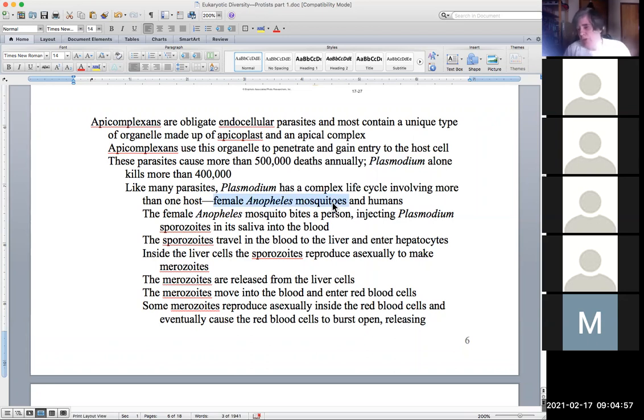Female mosquitoes are the only mosquitoes that bite you, by the way. Male mosquitoes eat nectar from flowers. Female mosquitoes suck blood because since female mosquitoes lay the eggs, they need extra protein to build the eggs. So they get that extra protein by biting you and sucking some blood.